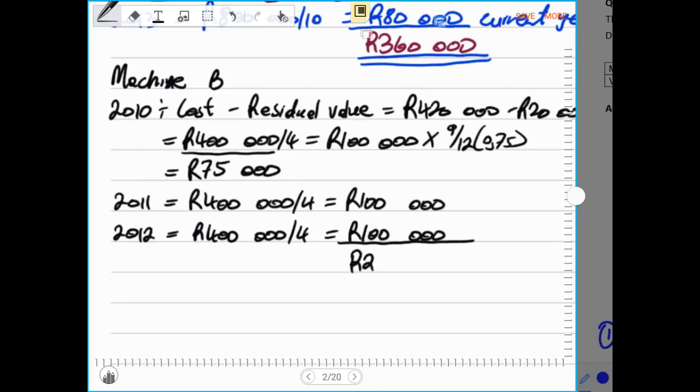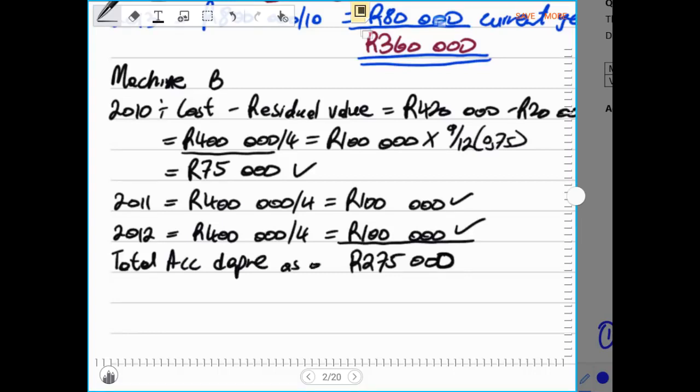So now we have 275,000 rands, which is 75,000 plus 100,000 plus 100,000, giving us 275,000 rands. And again, this is total accumulated depreciation for machine B as at 31st of December in the year 2012.